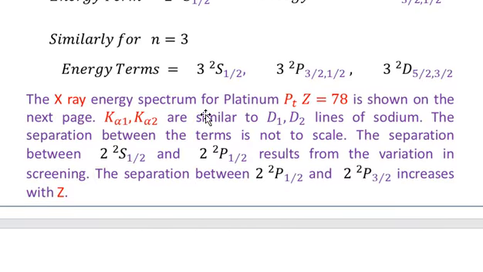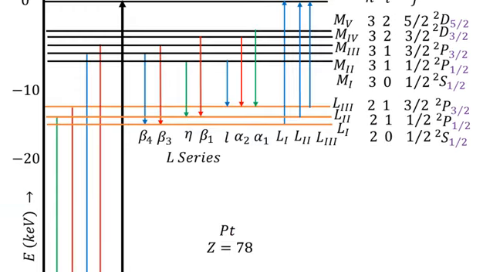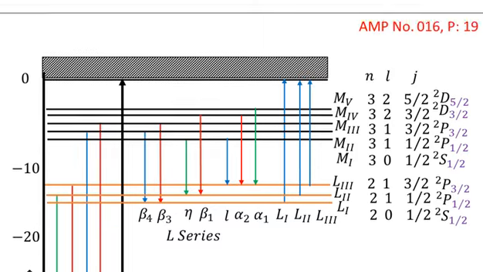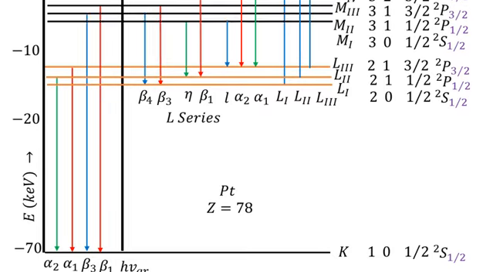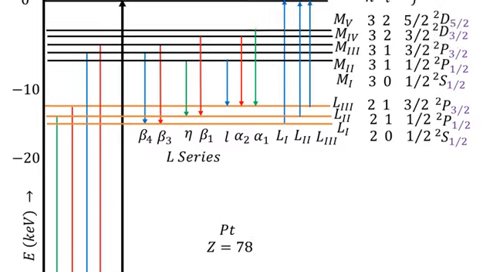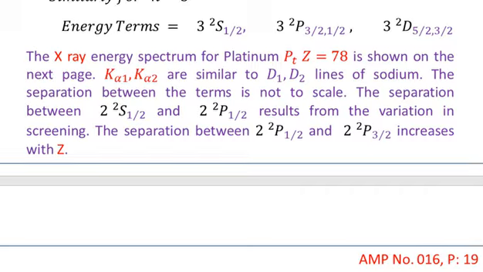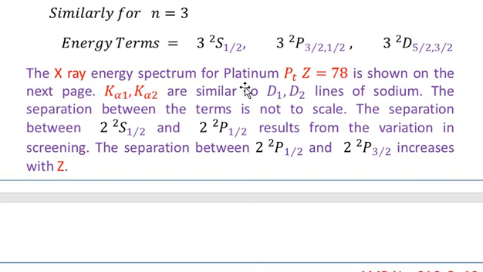The X-ray energy spectrum for platinum, Pt, Z equal to 78, is shown on the next page. That is this one. Energy spectrum due to platinum Z equal to 78. I shall be coming back to this one. K alpha 1, K alpha 2 are similar to the D1 and D2 lines of the sodium atom.